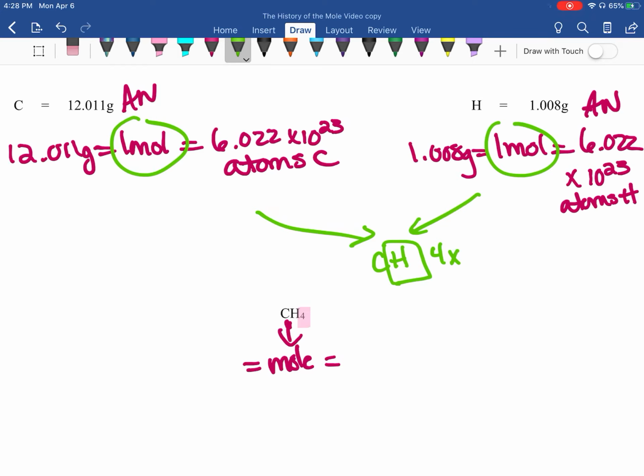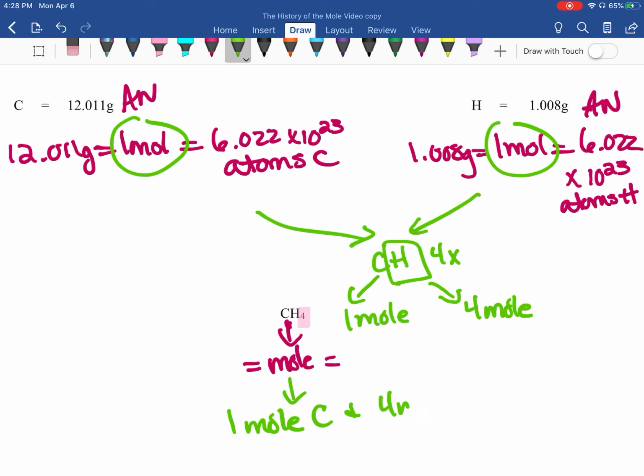So how is that going to work? For every 1 mole of carbon, how many moles of hydrogen are you going to need? 4. Oh, okay. So now in our particles, that means that 1 mole of CH4 is actually 1 mole of carbon atoms and 4 moles of hydrogen atoms.